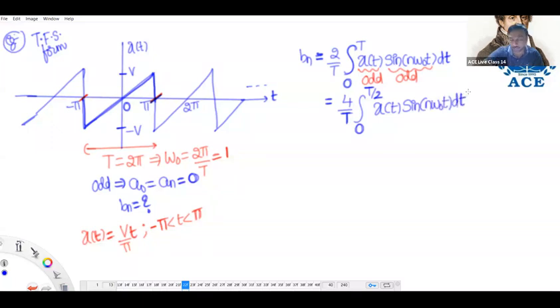Integration is done for half period. So now you substitute the data and simplify.